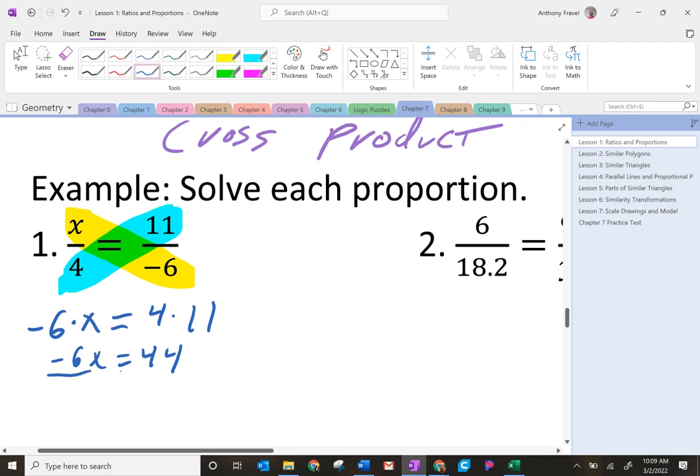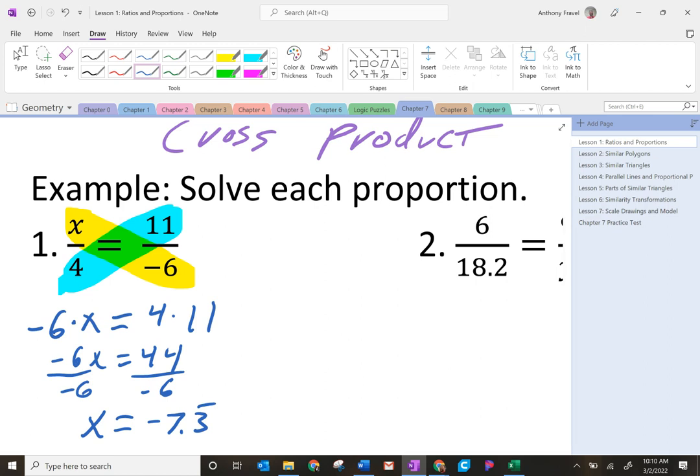And then I want to get x all by itself. Divide both sides by -6. My final answer should be x equals -7.3, repeating. Again, cross product is going to be working across that equal sign. It's almost going to look like an X if you're going to circle the ones you're going to put together.